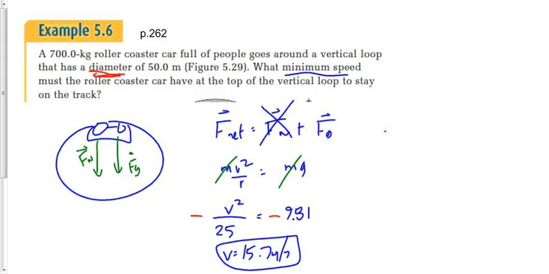meters per second. You go above that, all is good. You go below that, watch out, because you're going to fall out of the loop. You're not going to fall straight down. You're moving, so once you leave the track, it's going to be a parabola. But you're still going to fall out of the track, which is not what you want to happen when you're on a roller coaster.